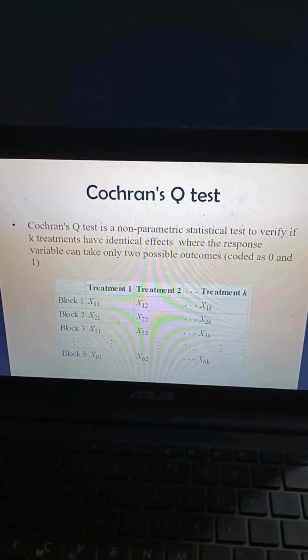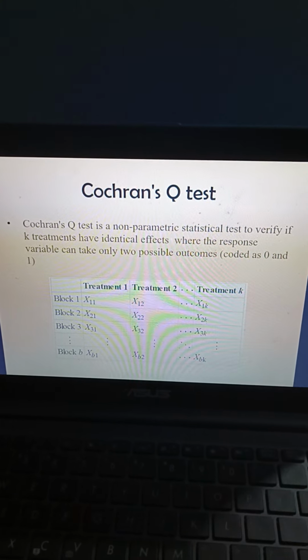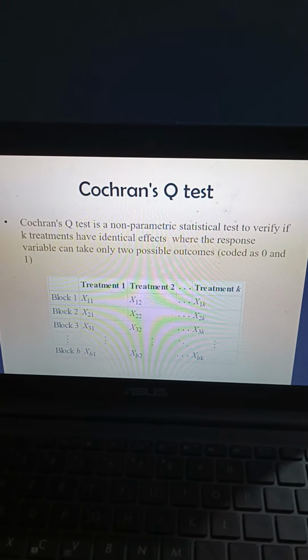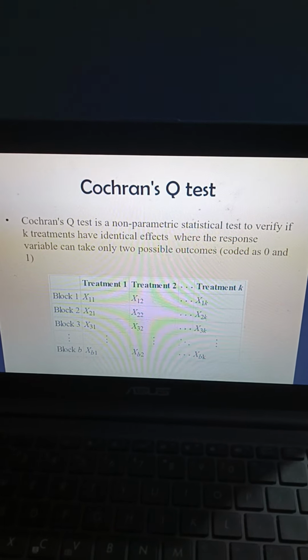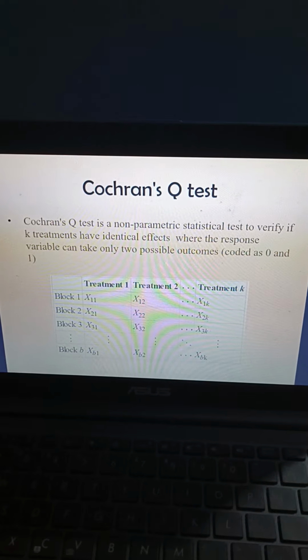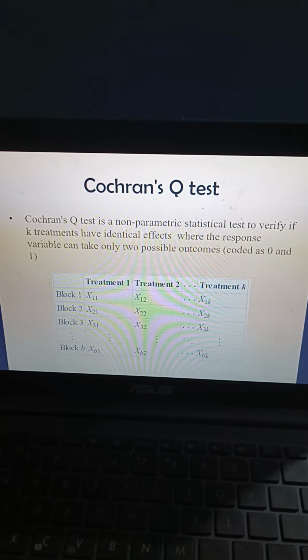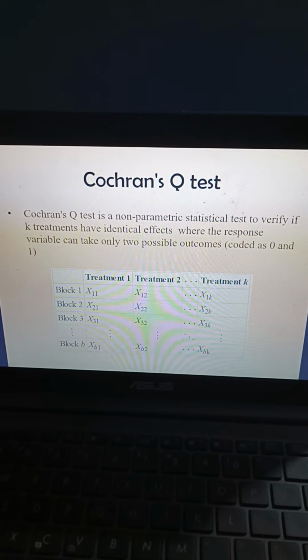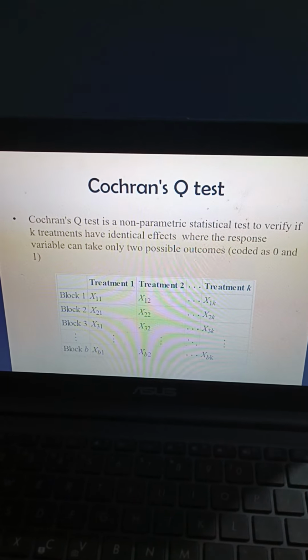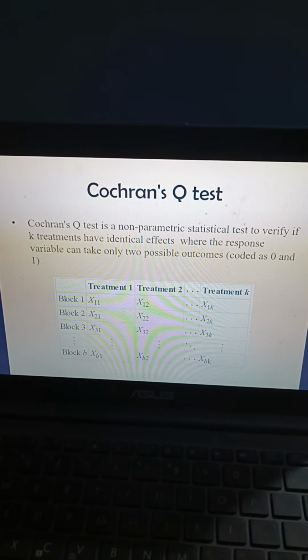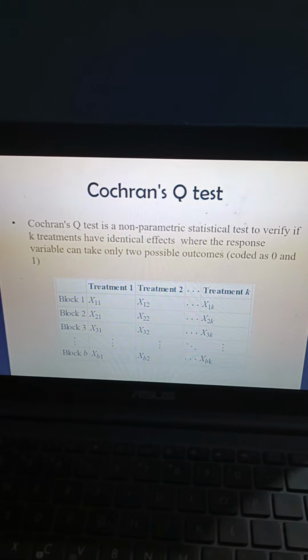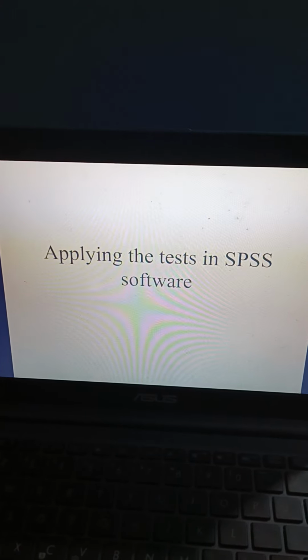Then Cochran's Q test. Cochran's Q test is a non-parametric statistical test to verify if K treatments have identical effects, where the response variable can take only two possible outcomes coded as 0 and 1. And this is the table showing treatment 1, treatment 2, and treatment K. And in this way Cochran's Q test is done.